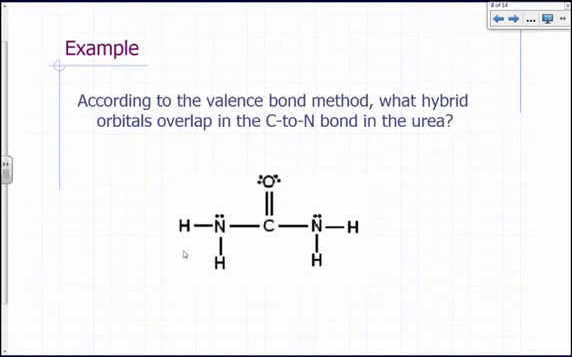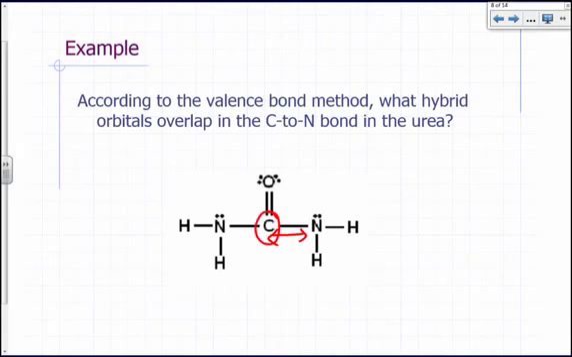Okay, so let's apply those to this question. According to valence bond method, what hybrid orbitals will overlap between the carbon and nitrogen in this structure for urea? So this is urea. For this carbon to nitrogen bond, what would be the hybrid orbitals involved in the overlap?